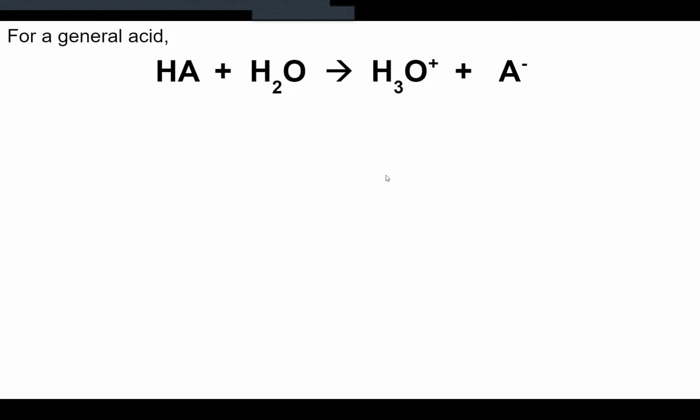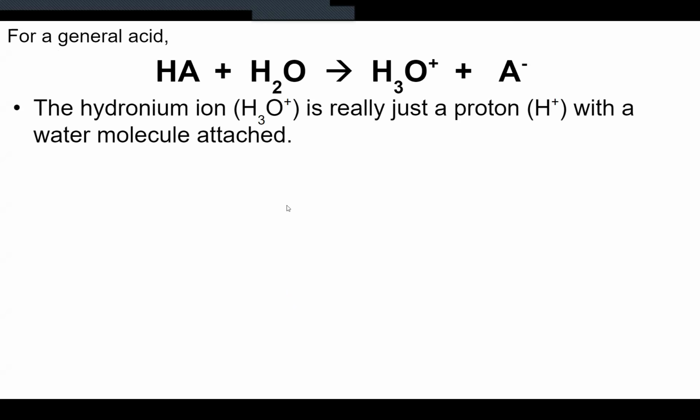Okay. For a general acid, here's your equation. HA, the acid formula, and H2O react. HA becomes A minus, H2O becomes H3O plus. I want you to focus on that H3O plus for a second. That H3O plus is called hydronium ion. Now, if we simplify this equation and say, okay, that hydronium ion is really a proton, it's an H plus ion with an attached water molecule.